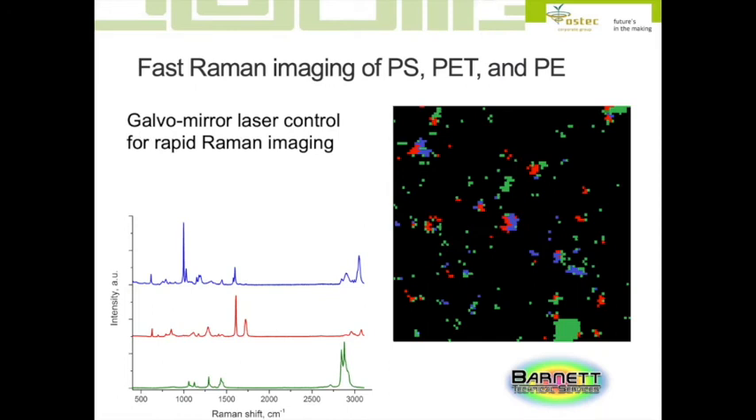And to do a fast Raman image here, you can see that three colors are used to identify which polymer each grain is. This allows the Raman image to be generated very quickly and very precisely, which is valuable for high throughput screening as well as for performing high resolution Raman imaging measurements.